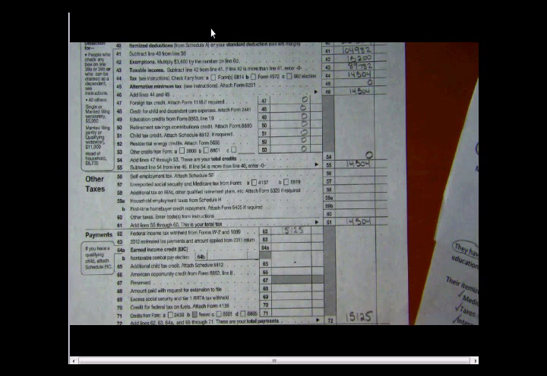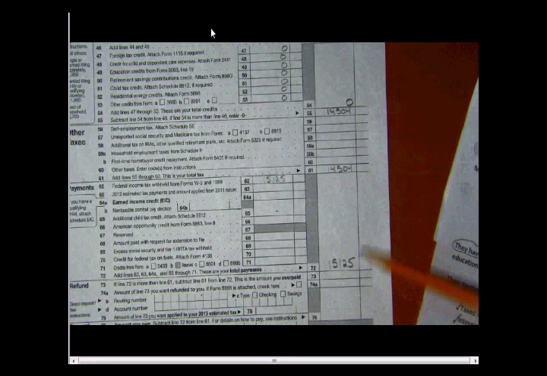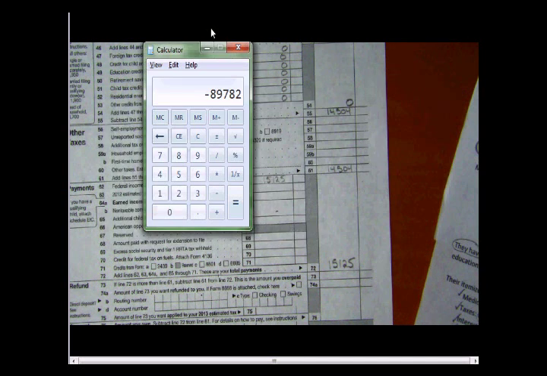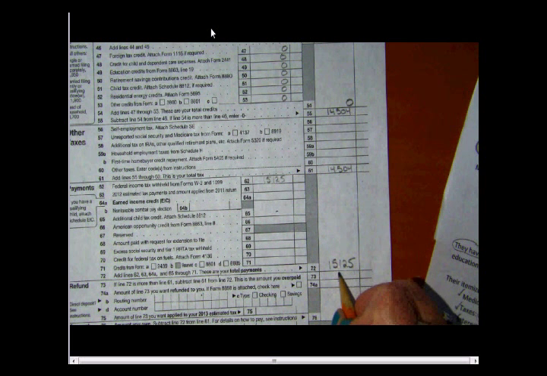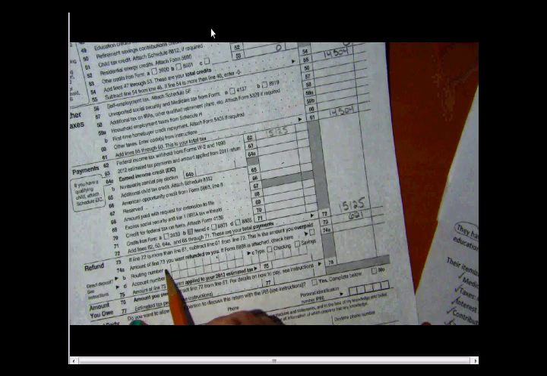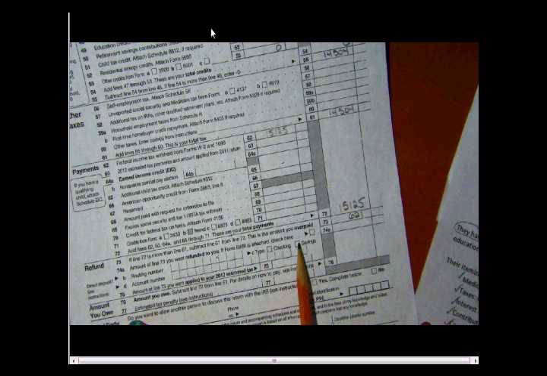15,125 is how much they paid. They paid more than they owe, so they'll get a refund. So we're going to subtract these two numbers. And they get a whopping $621 back. And again, if they want this direct deposited, that routing number goes here, account number goes here. You have to be sure to click this.